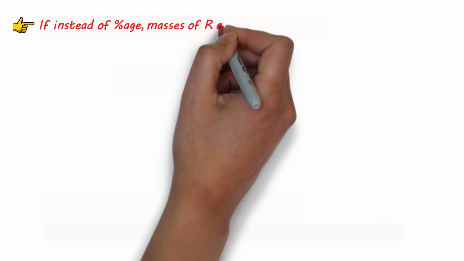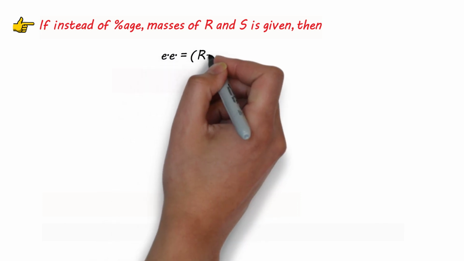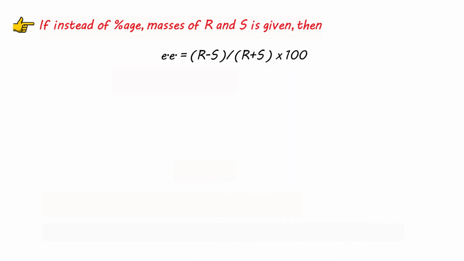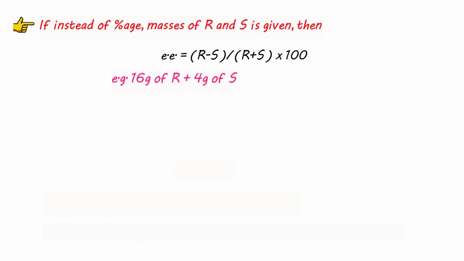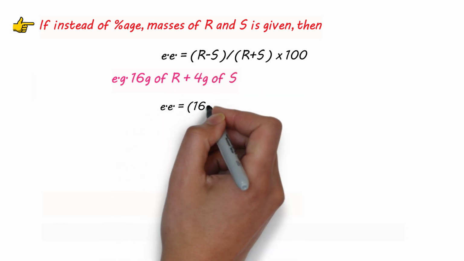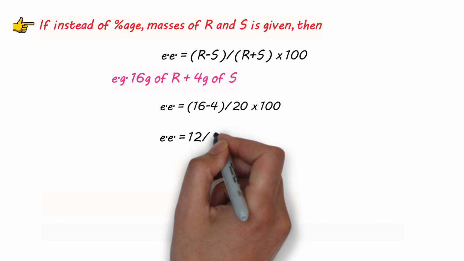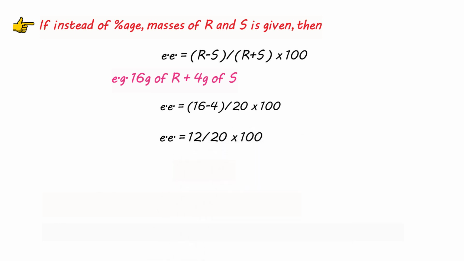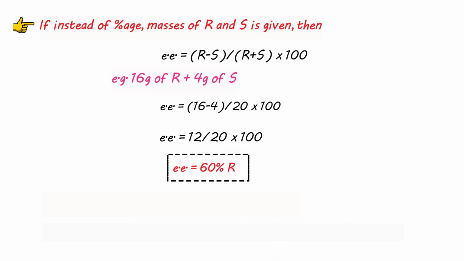Now, if instead of percentage, masses of R and S are given, then the way to calculate enantiomeric excess is: enantiomeric excess equal to R minus S divided by R plus S multiply 100. For example, we have 16 grams of R and 4 grams of S in a mixture. So how can you calculate enantiomeric excess? You have the above formula, that is enantiomeric excess is equal to 16 minus 4 divided by 16 plus 4, that's 12 by 20, multiply 100. That gives you 60% enantiomeric excess. Since R is more, that is 16 grams, therefore it is 60% R.